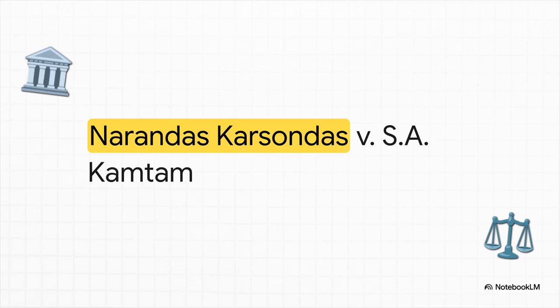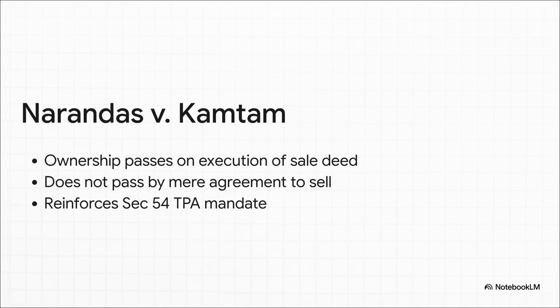Don't just bury this name in a paragraph. Write this case law in a separate, boxed format right in the middle of your page, or underline it heavily with a black pen. You need to make the evaluator see it instantly. Let's read the exact breakdown. Facts. Dispute regarding the exact moment property ownership transfers. Ratio decidendi. Held that ownership passes only on execution of sale deed, not by agreement to sell. Relevance. Reinforces the Section 54 TPA mandate for executed transfers.